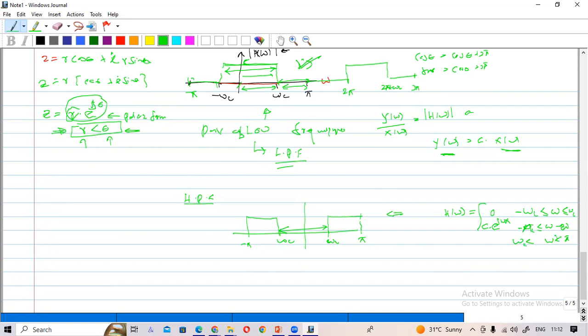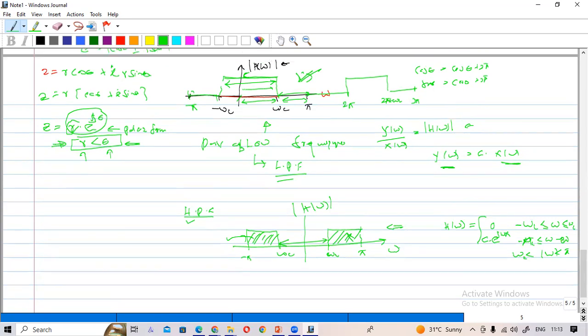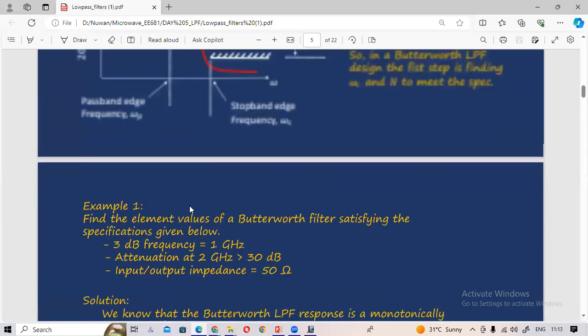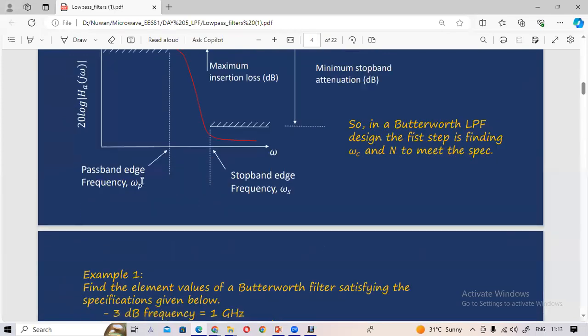So maybe you can represent using the magnitude here. In this range only, the gain is there. If you plot the magnitude of H omega with respect to omega, the gain is there, and here, no gain. So that is the ideal high pass filter. But the actual response will not be like this. This is the ideal response, and I have shown you the actual, practical response. The practical realizable response may be like this.